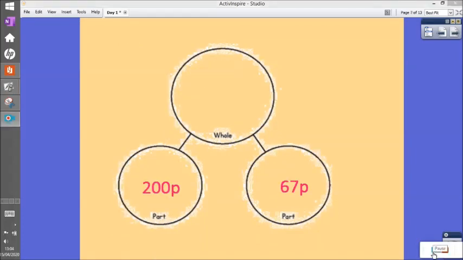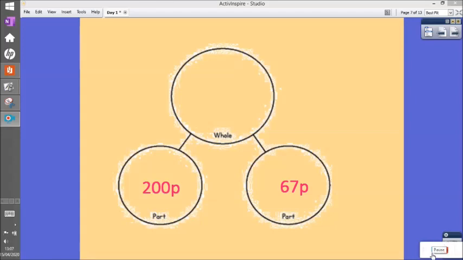Okay, I want you to have another go now at how would you write the whole for this one. So you've got 200 pence as one of your parts and 67 pence as your other part. There's 2 different ways you can write this. If you're confused, skip back in the video, have a look how we did it on the last slide. Have a go, guys. Pause me while you're trying and then come back and we'll go through it together.